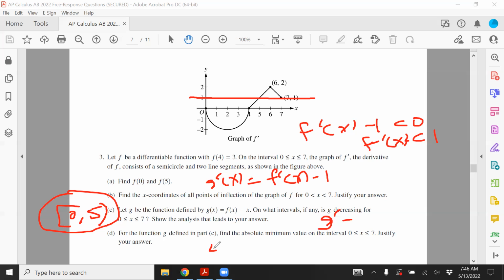So EVT again. A little surprised they did EVT twice. Usually it happens just once in the free response, but here they did it also in number 1 as well, the total plaza question. So you want to find the absolute minimum. So you have your endpoints, they're included.